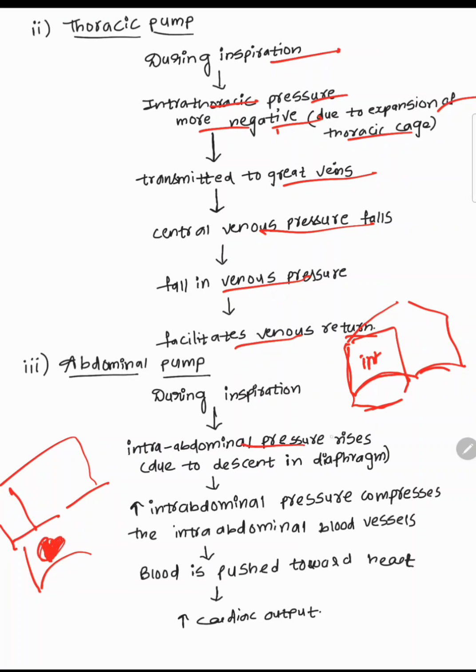See, intra-abdominal pressure rises due to the descent of the diaphragm. Due to the increase in intra-abdominal pressure, the intra-abdominal blood vessels get compressed, right? Due to the pressure compressing the intra-abdominal blood vessels, blood is pushed towards the heart and there will be an increase in the cardiac output.